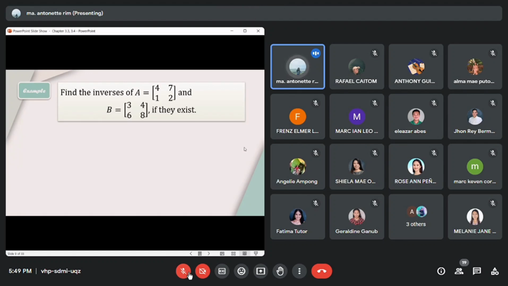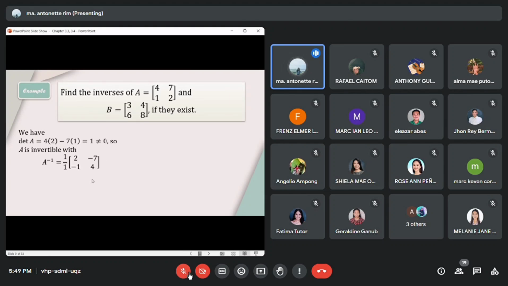So, let's check if it is correct. The determinant is positive 1. So, 4 times 2 minus 7 times 1 is 1. So, it is not equal to 0, then it has an inverse. So, A inverse is equal to 1 over 1 multiplied by 2, -7, -1, and 4. So, we multiply it by 1.